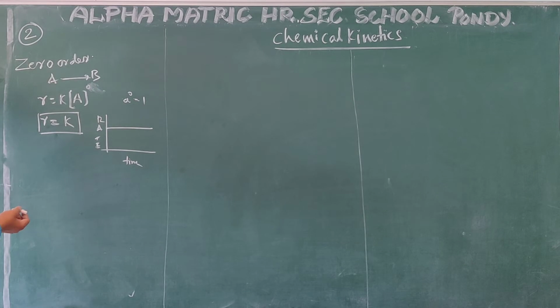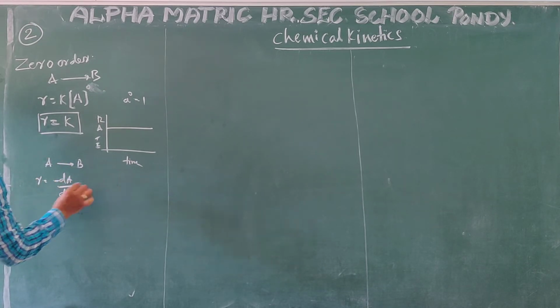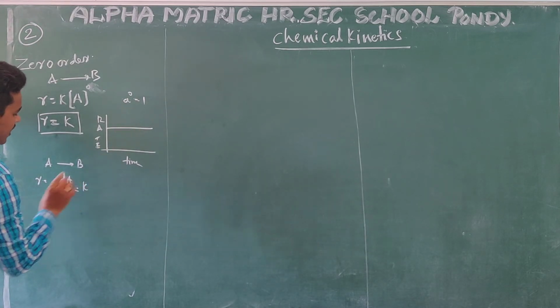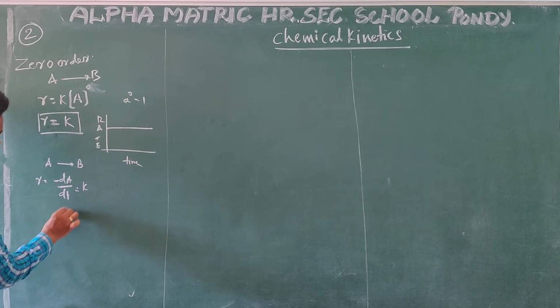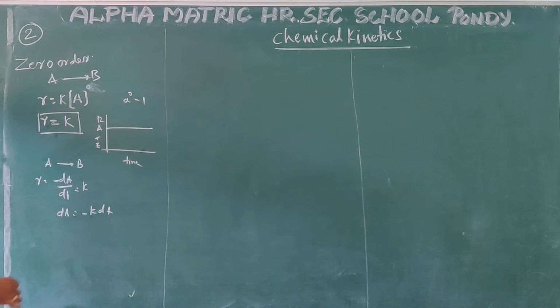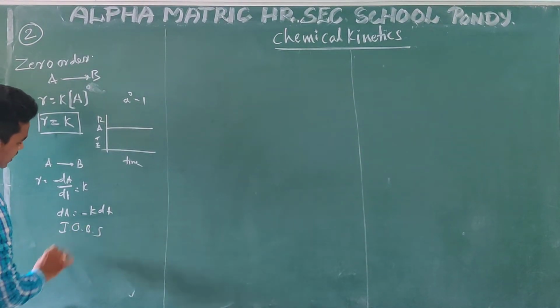After that, I am not deriving everything here, I am writing directly. What are we going to derive? A gives B. Rate is equal to minus dA by dt, that is equal to K. So dA is equal to minus K dt. After that, you are going to integrate on both sides. What is coming here?